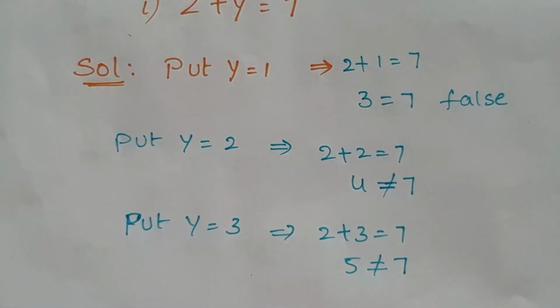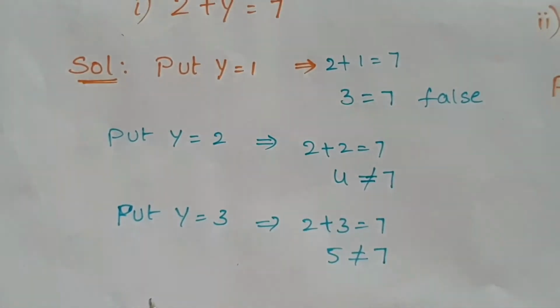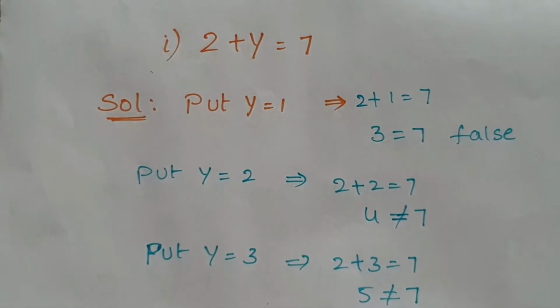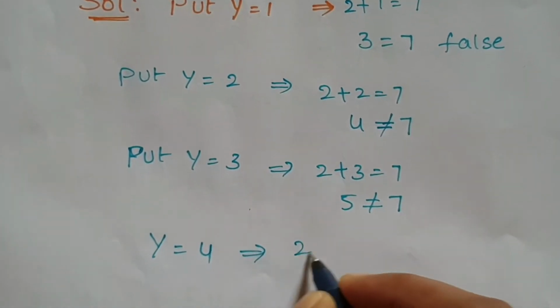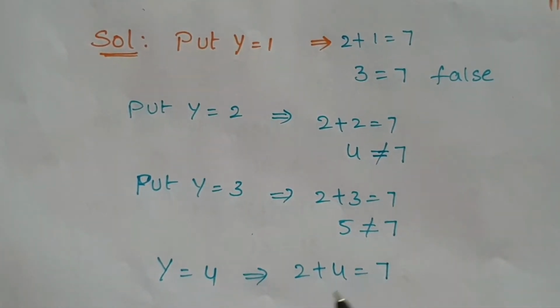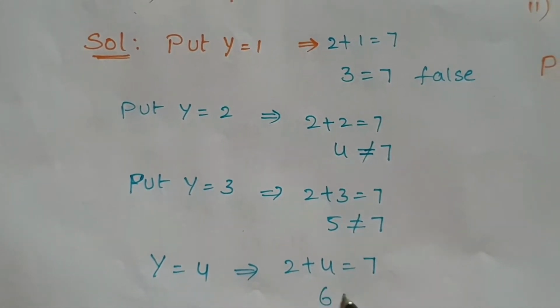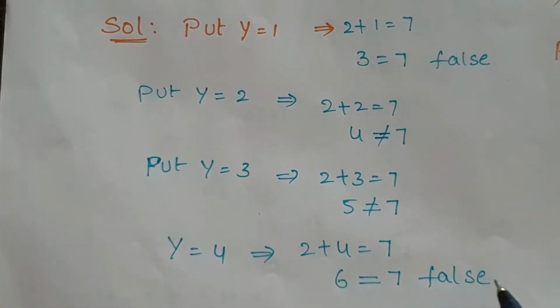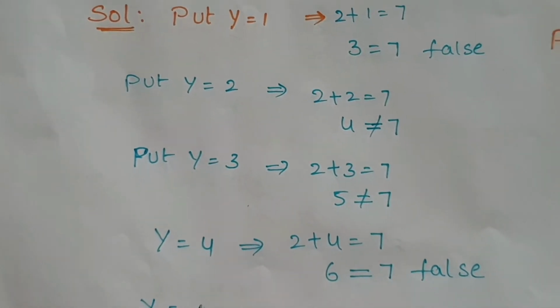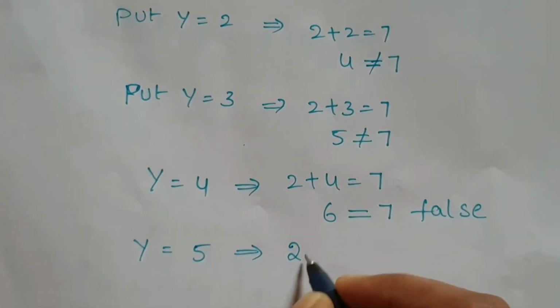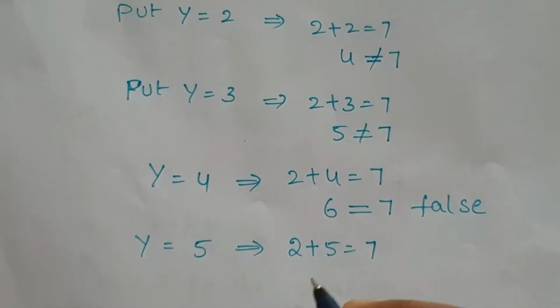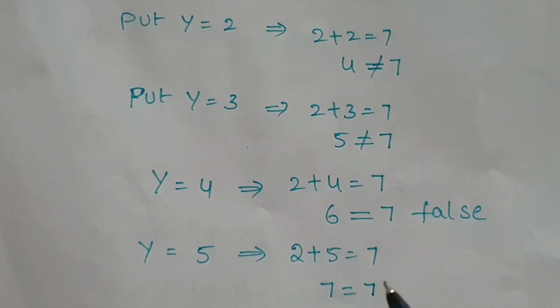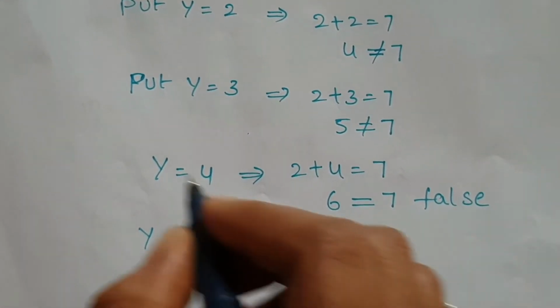That is the correct solution of the y value. Means, like y equal to 4. That implies 2 plus 4 equal to 7? 4 plus 2 is 6. 6 is not equal to 7. This is false. Next, y equal to 5. Implies 2 plus 5 equal to 7. 7 equal to 7. This is the correct solution of the y value.